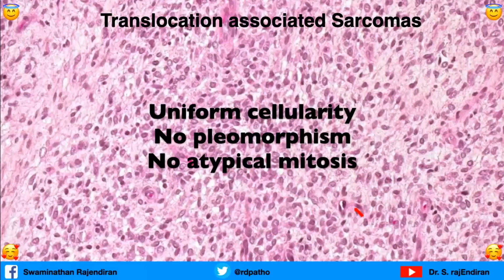And there is one concept you have to remember. We saw a lot of translocation associated sarcomas like synovial sarcoma and Ewing sarcoma, and they have uniform cellularity, no pleomorphism, no atypical mitosis. Okay, sometimes they may be mistaken for lymphoma, but lymphoma will have a lot of mitosis. So when you have uniform small blue cells without pleomorphism, without any atypical mitosis, think of translocation associated sarcomas.